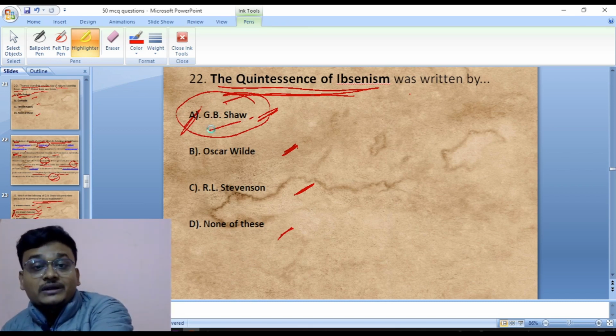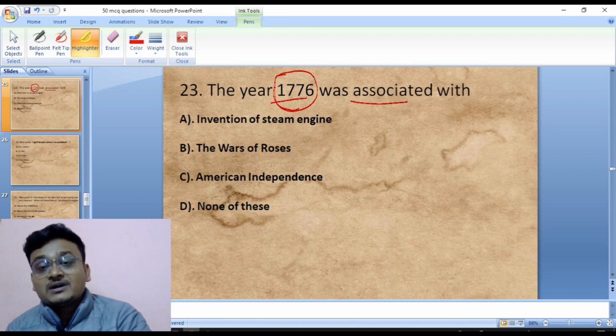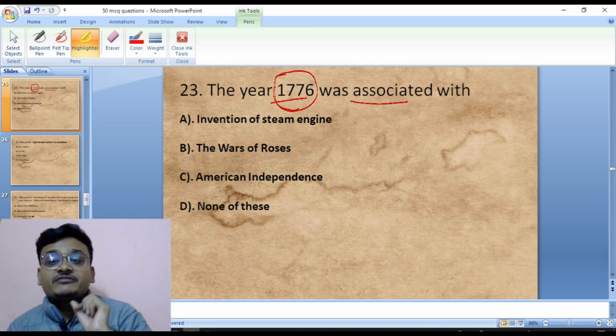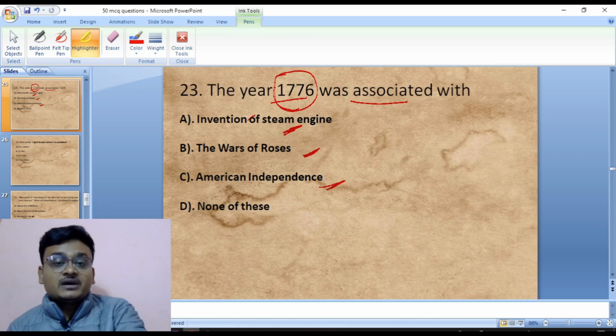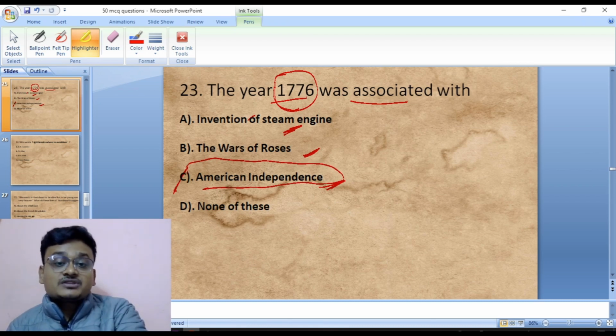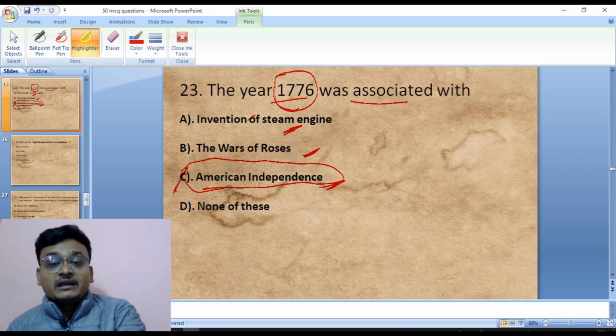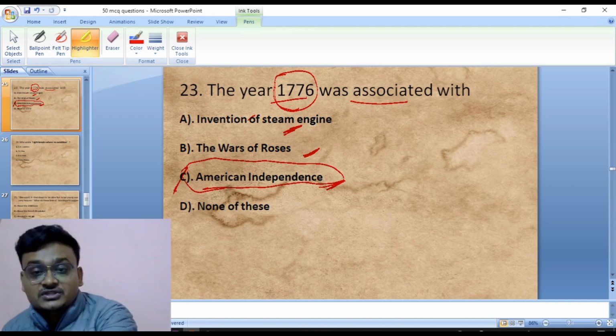Now move to question number 23. The year 1776 was associated with what? Why was the year 1776 very familiar? The options are the invention of the steam engine, the Wars of the Roses, or American independence. So option C: the year 1776 was very famous because of American independence. Americans got their independence in the year 1776. That's why the year 1776 is very remarkable.